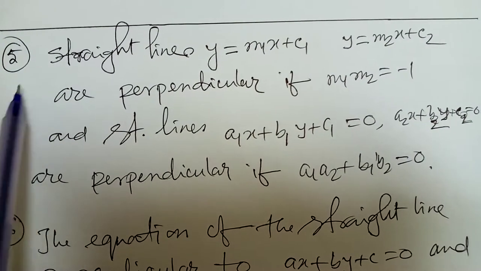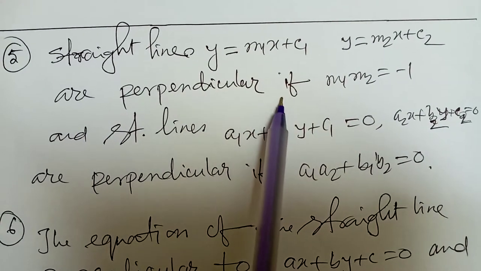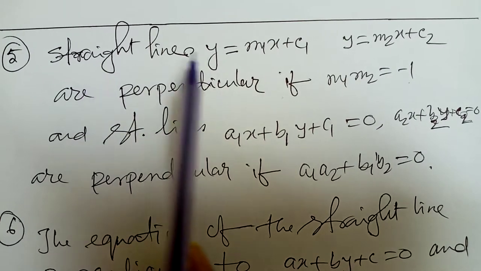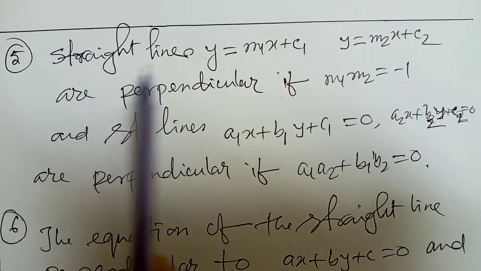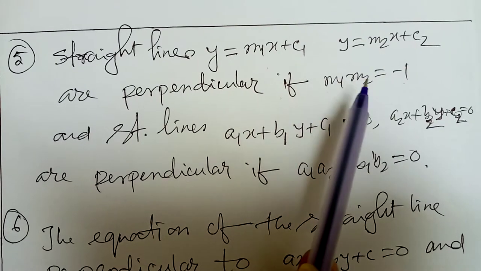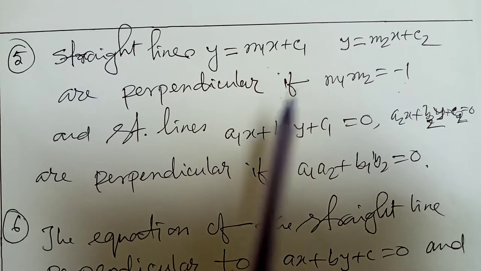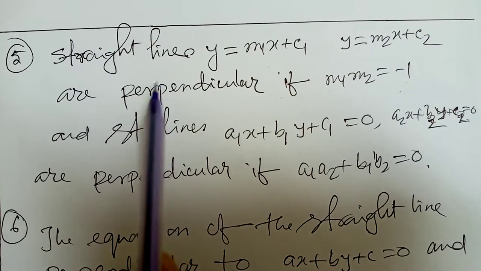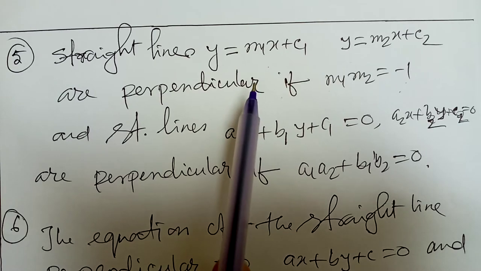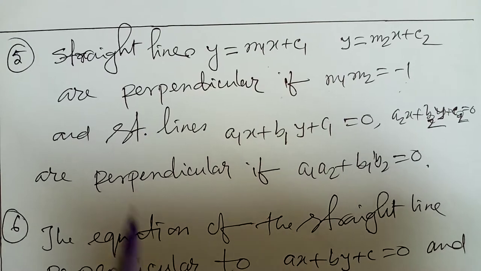Formula number 5: straight lines y equal to m1x plus c1 and y equal to m2x plus c2 are perpendicular if m1 m2 equal to minus 1. That is, when will two straight lines be perpendicular? Perpendicular when the product of both slopes equals minus 1, then we can say both straight lines are perpendicular. And when will they be parallel? Both straight lines will be parallel when the slopes are equal, that is m1 equal to m2.